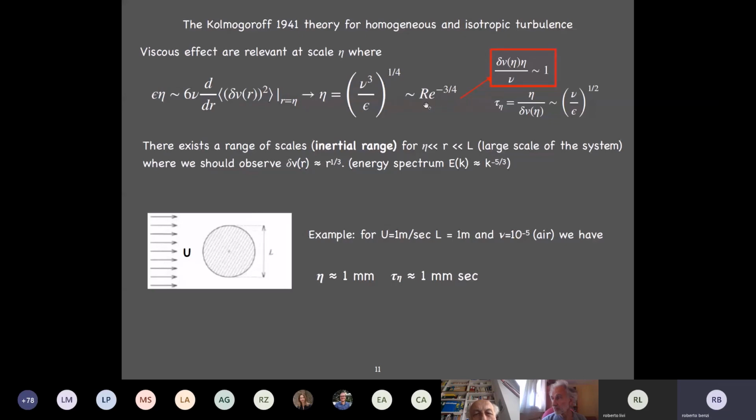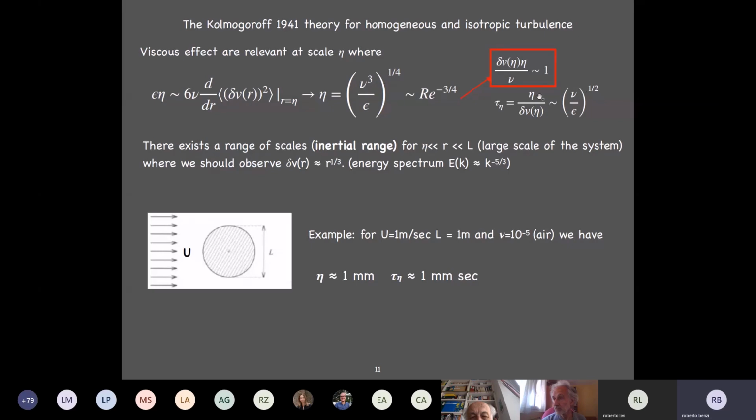Just to give you an order of magnitude, if you consider a cylinder of 1 meter diameter, with the velocity field flowing at 1 meter per second, then a rough estimate of the dissipation scale is of order 1 millimeter. Associated with this there is a characteristic time of the fluctuation, which is simply given by the dissipation scale divided by the fluctuation at that scale, which is of order 1 millisecond.